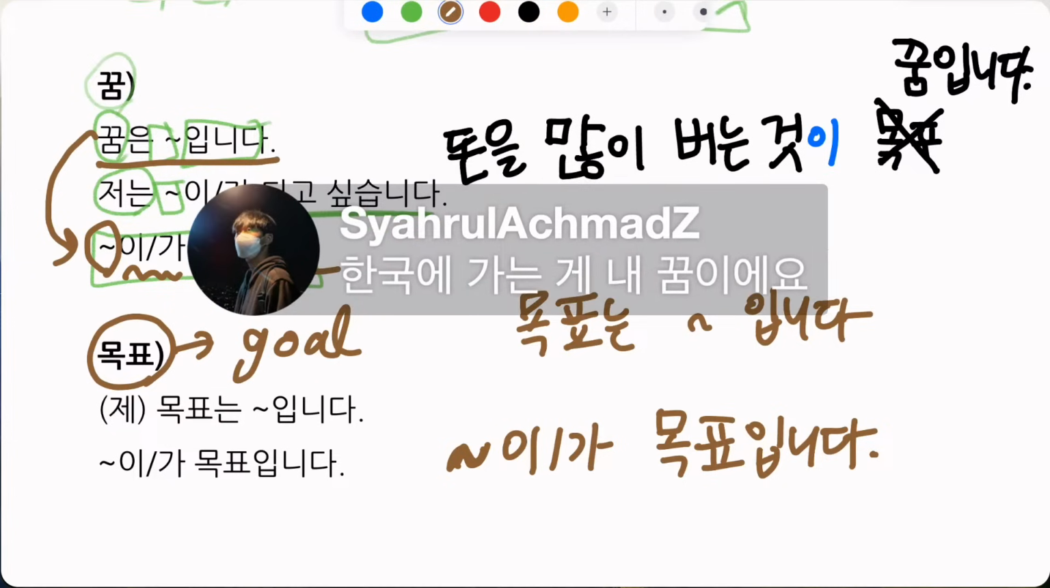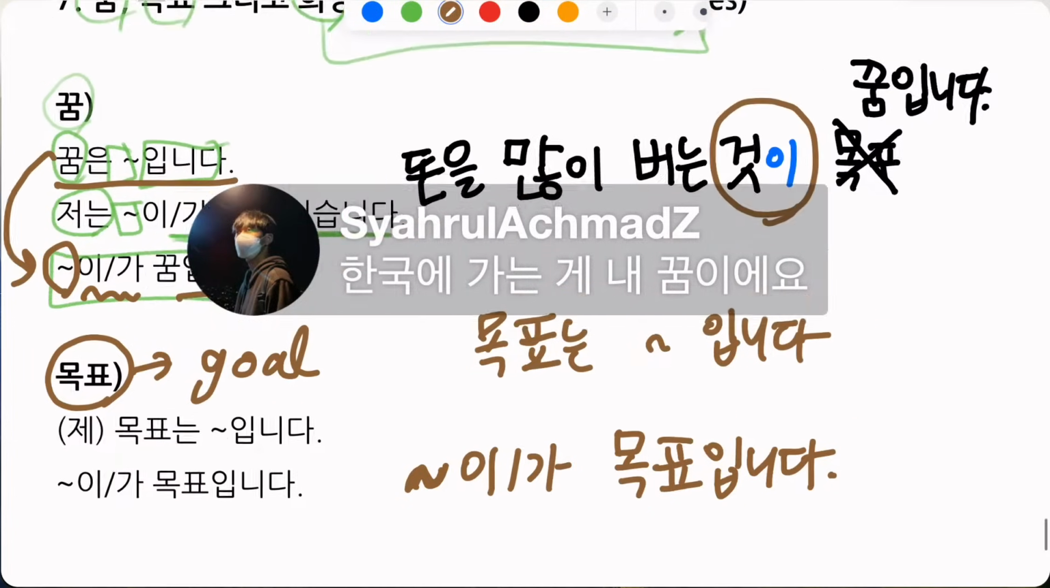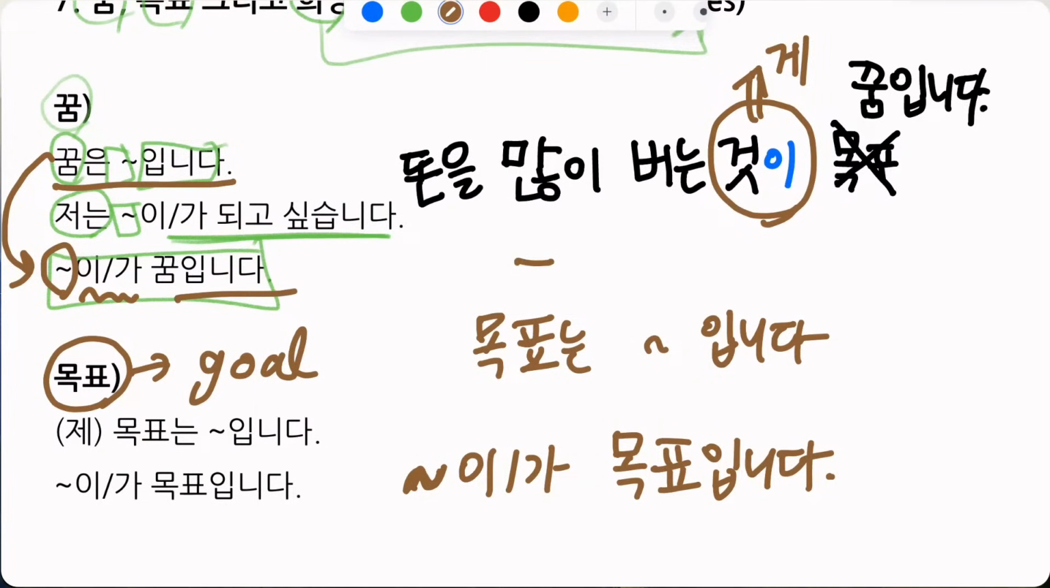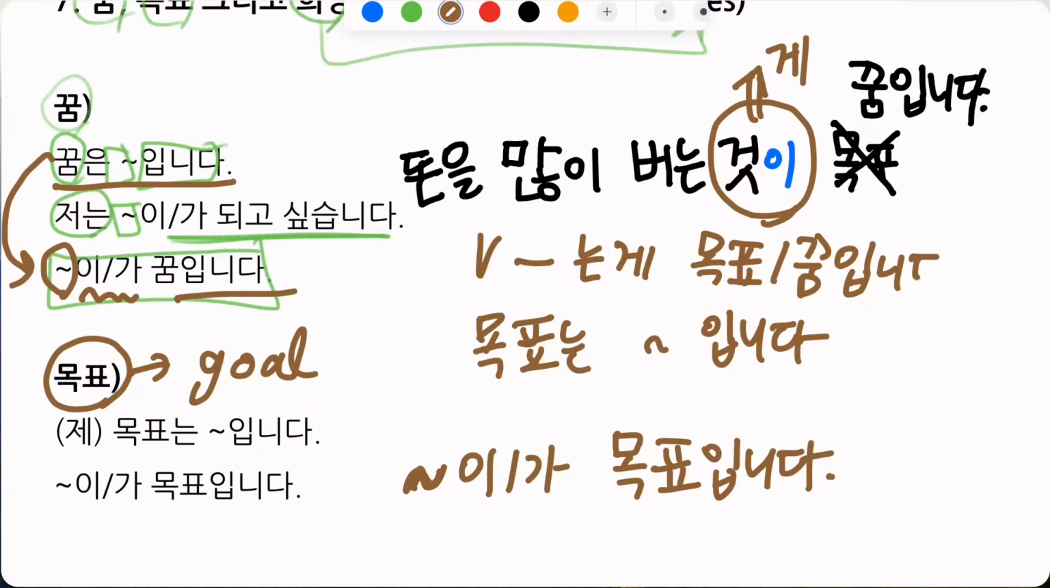So this 게 here, guys, 가는 게 is a shortened form of 것이. So 것이, when shortened, it becomes 게. So you can say something는 게 목표입니다. Verb는 게 목표 or 꿈입니다. You can say it like this. 뭐뭐 하는 게 목표입니다. 꿈입니다.